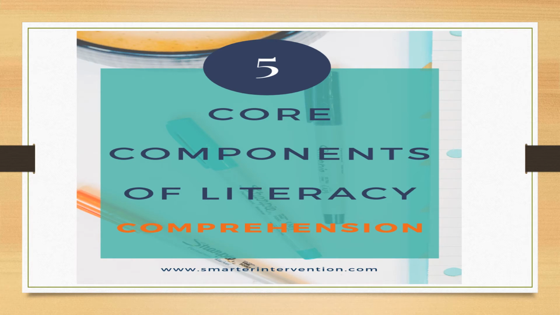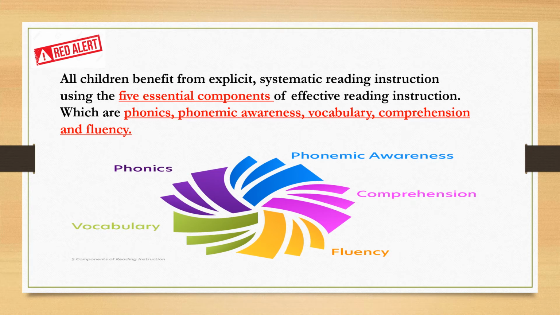Let's dive right in and talk about the 5 core components of literacy comprehension. Okay, we have our first red text alert. Remember, use your participant guide to fill in the blanks with the important words in red. All students benefit from explicit, systematic reading instruction using the 5 essential components of reading instruction, which are phonics, phonemic awareness, vocabulary, comprehension, and fluency.